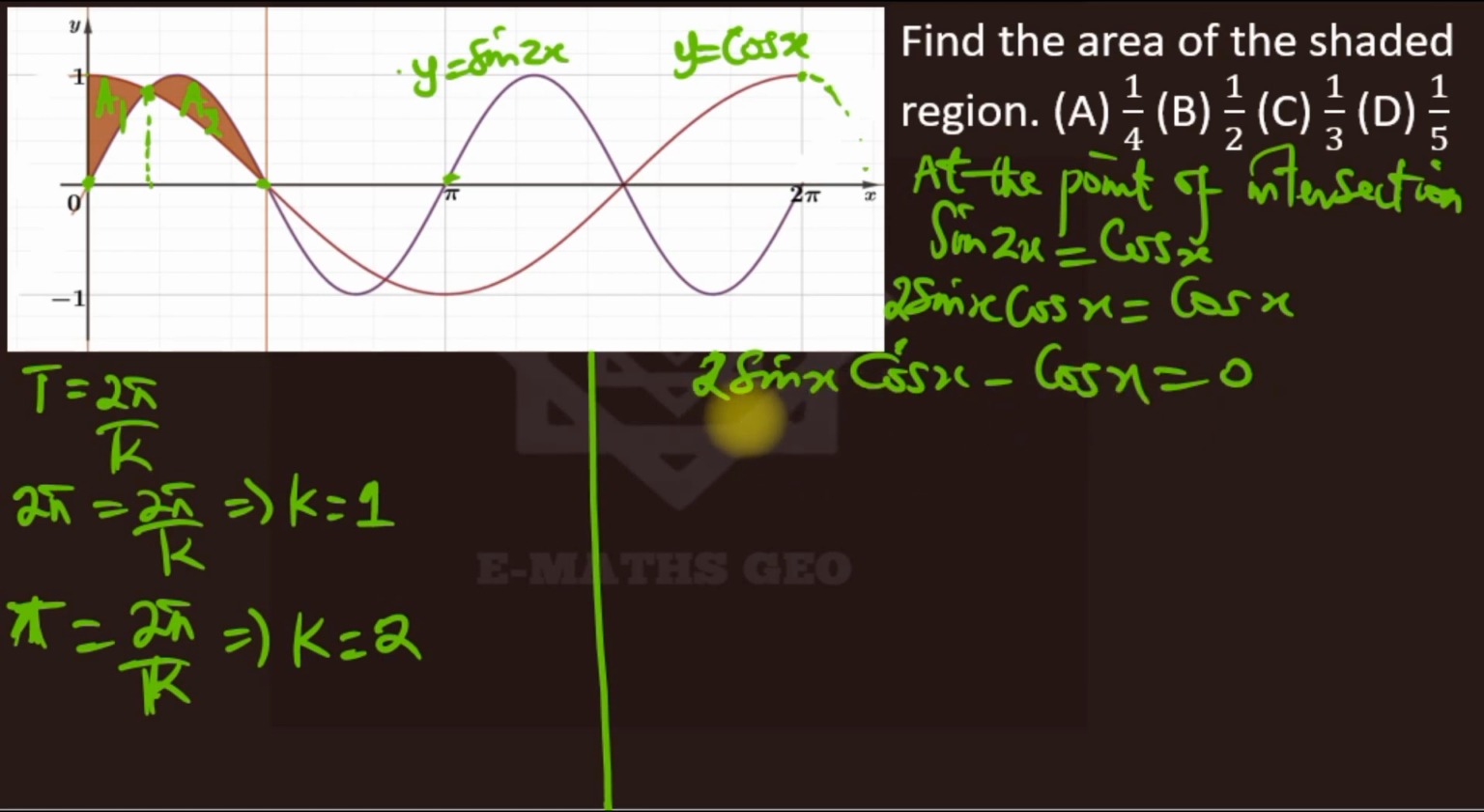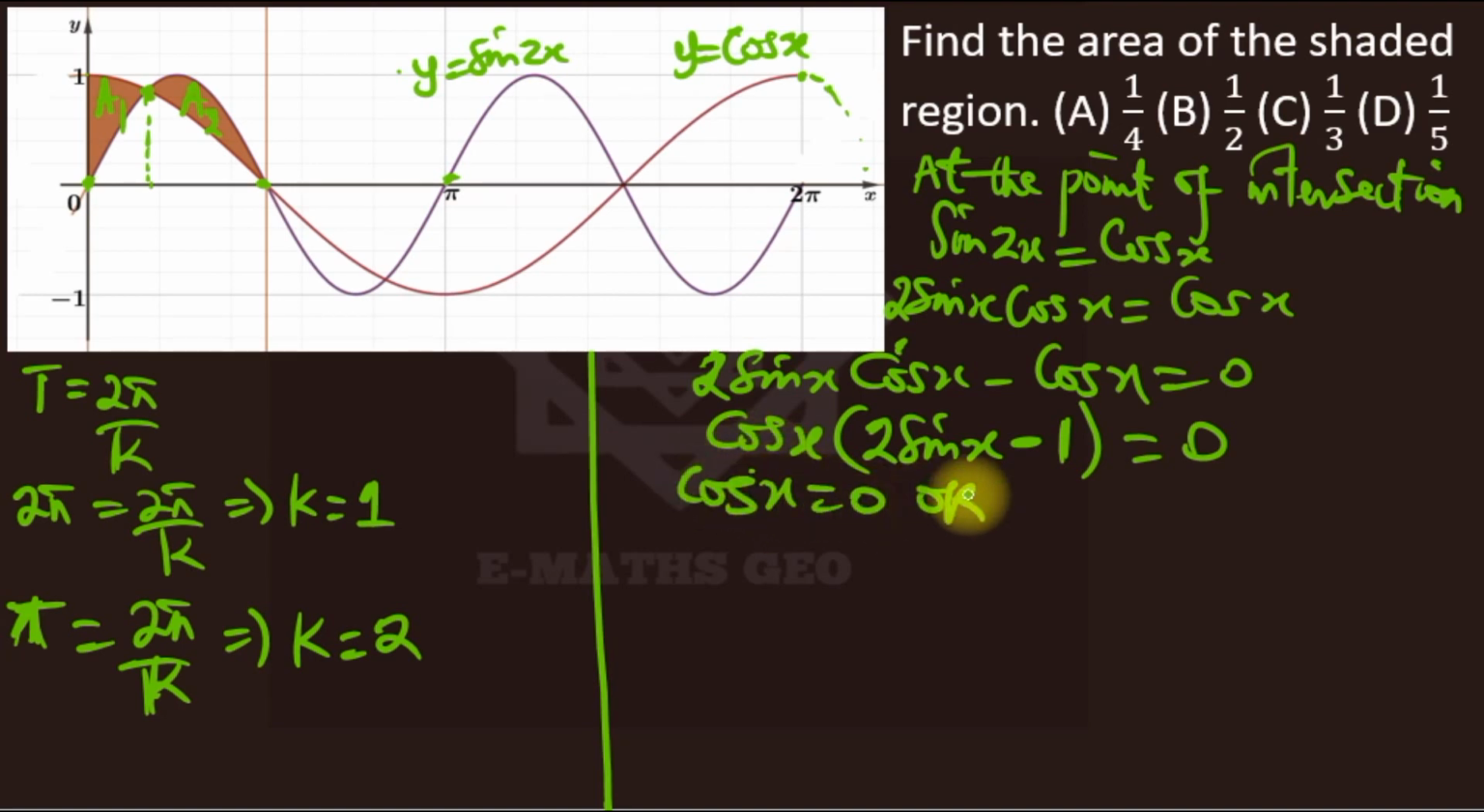And we notice we can factor cos. So cos equals cos times 2 sine, that's what is left inside, 2 sine for this, and 1 for that, that's minus 1. And for the product of two numbers to be 0, one of the numbers must be 0. So either cos x is 0 or 2 sine x minus 1 is 0.